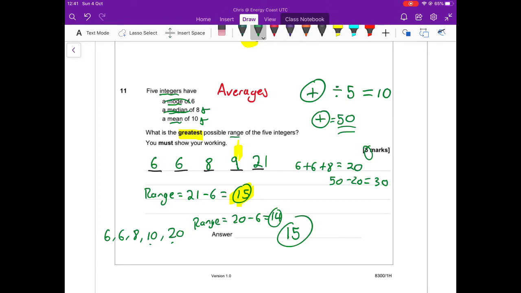Okay. Quite a hard one that, but just start by writing in some numbers and think about what you know. The real hard bit to get your head around is this. If the mean is 10, then all the numbers must add up to 50, because 50 divided by 5 is 10. Okay, that's the really hard bit, all of this bit over here.